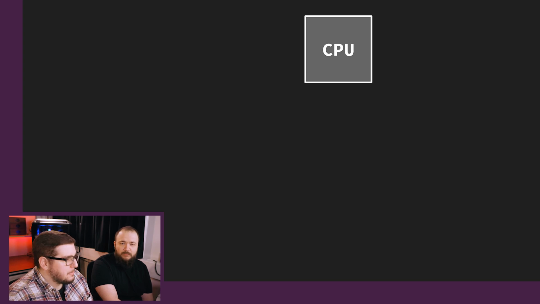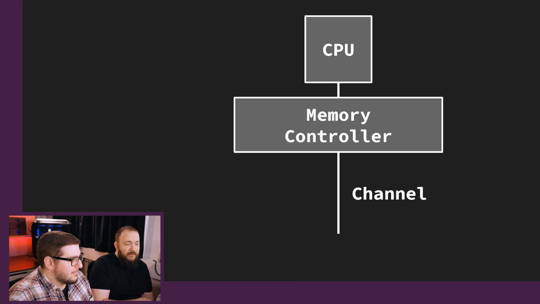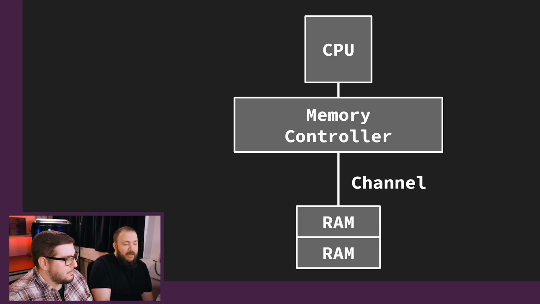So you have a CPU, it's doing its thing. We covered that in an earlier episode. And then you have some sort of memory controller, which is where the CPU goes to the memory controller and says, I want a piece of memory. What the memory controller does is it has a channel to the RAM. And if you want more RAM sticks, then they are one after another. You can think of it that way.